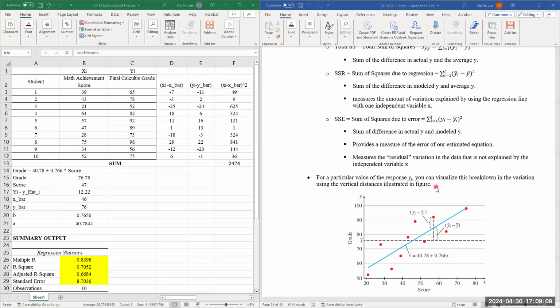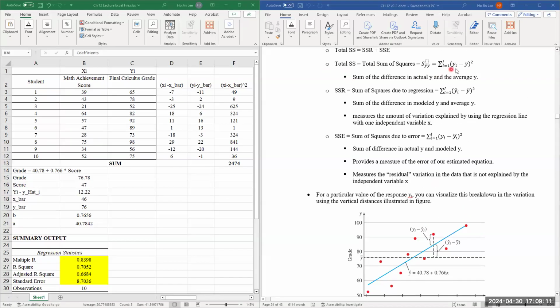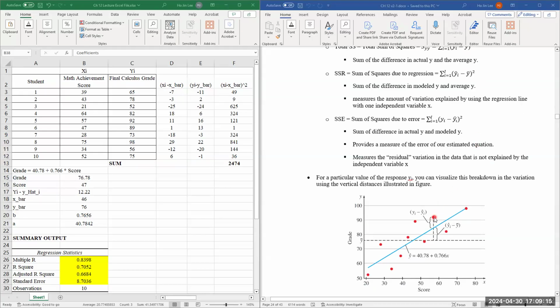Total sum of squares is yi minus y bar. So it's the actual y minus the average right here. So this whole line is the total. This upper part, the difference between yi and yi hat, is SSR.